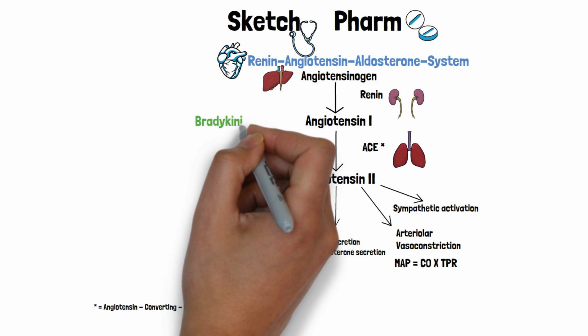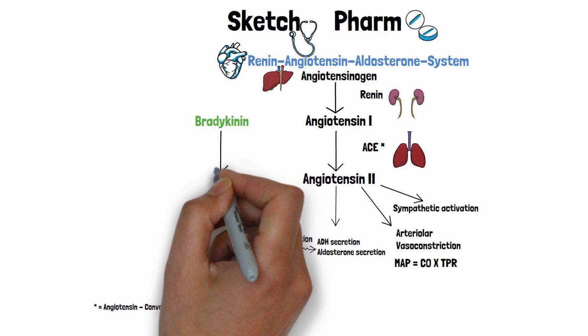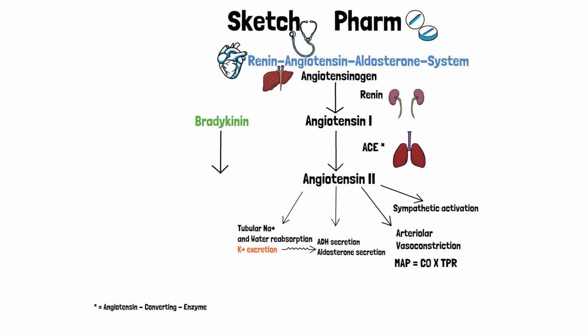Whilst we're here, we'll talk about bradykinin. Bradykinin is a potent vasodilator and is broken down into its inactive metabolites by the same enzyme, ACE.